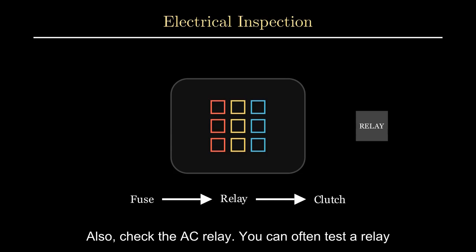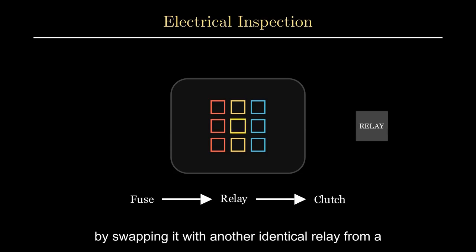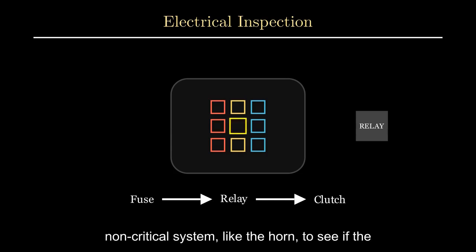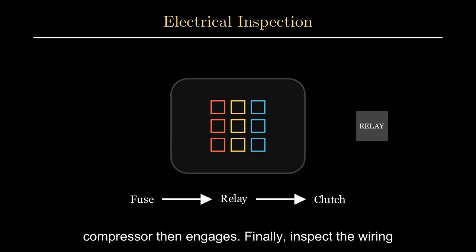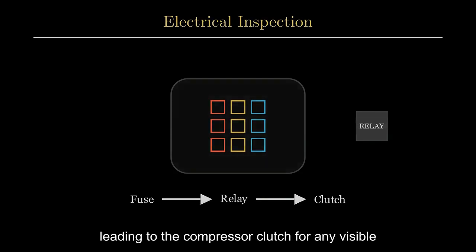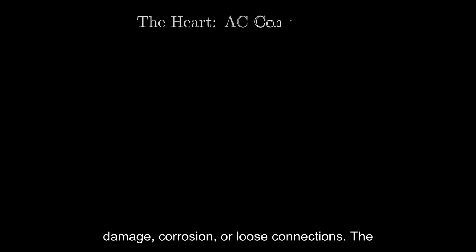You can often test the relay by swapping it with another identical relay from a non-critical system, like the horn, to see if the compressor then engages. Finally, inspect the wiring leading to the compressor clutch for any visible damage, corrosion, or loose connections.